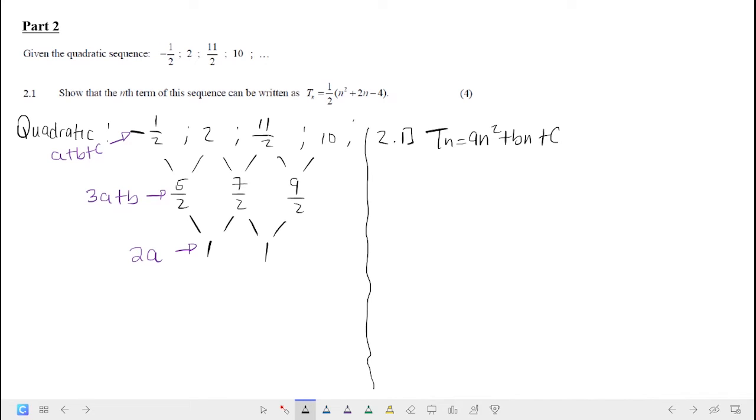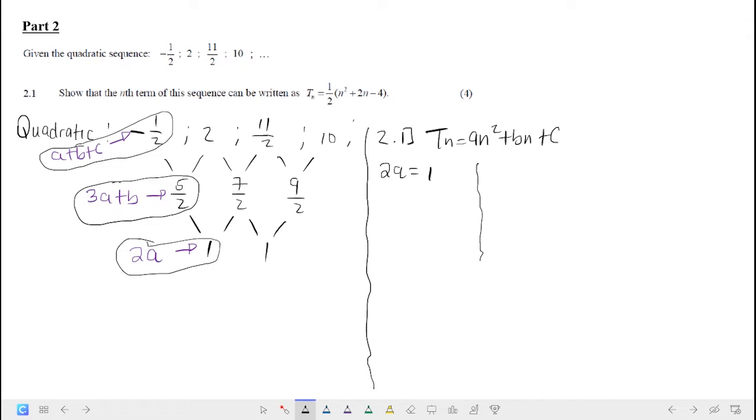Now here we know that to get a, we're going to use the formula 2a equals 1. Then to get b, we're going to use 3a plus b equals 5 over 2. Then to get c, we're going to say a plus b plus c equals minus 1 over 2. So let's go ahead and do that. 2a equals 1, 3a plus b equals 5 over 2, and a plus b plus c equals minus 1 over 2.